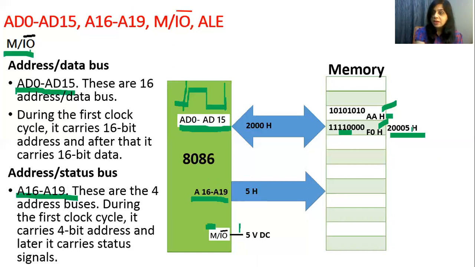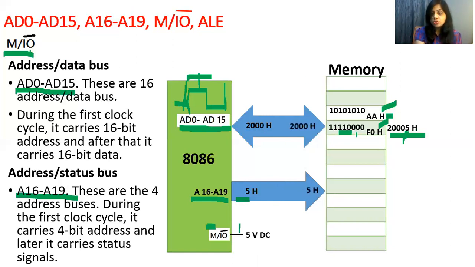And the remaining 4 bits, this is represented in hex. So in binary, 2 is 0010. These bits will flow on A16 to A19 because this is purely address bus. So this address will flow on the address bus during the first T state. During the first T state of the clock cycle, 20005 will flow on the address bus like this.